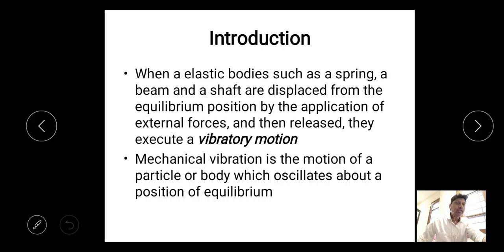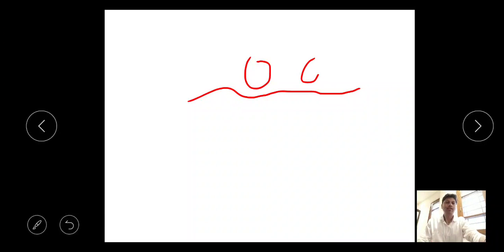What is vibration? To study vibration, we'll take an example. Suppose you are considering any elastic body, or you might have experienced this: if you are traveling by a bicycle on roads, you feel a lot of vibrations. That is to and fro motion, up and down. Because of the up and down, you feel a lot of vibration.